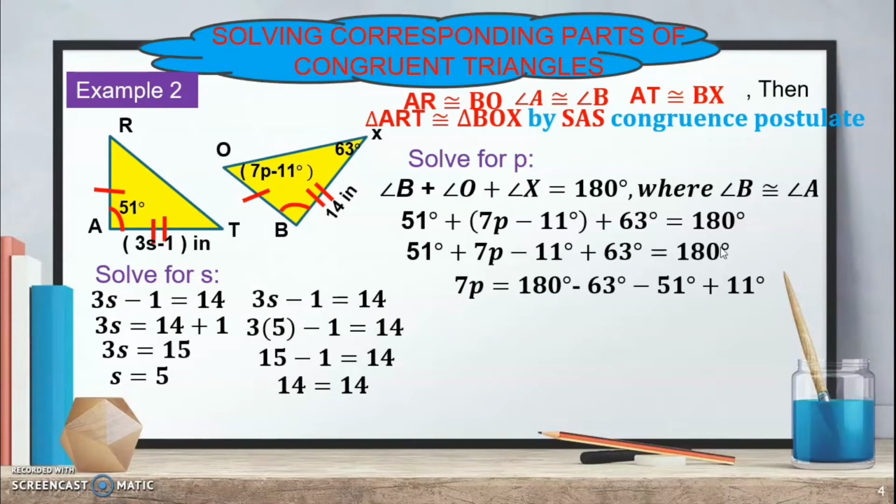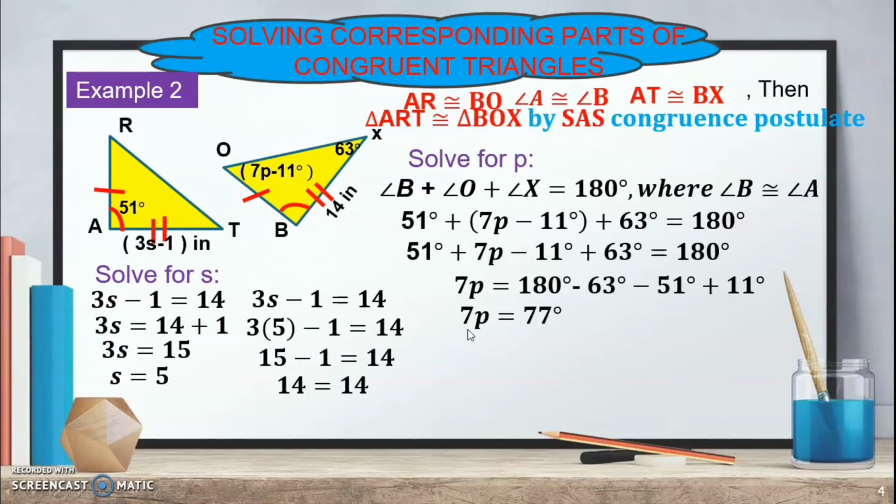Positive, tinranspose natin sa kabila. So, magiging negative 63 and minus 63. Then, positive 51 or plus 51, magiging minus 51 degrees. Then, si 11 is negative, minus, so magiging plus 11 degrees. So, simplify natin. 7P is 180 degrees minus 63 minus 51 plus 11 is equal to 77 degrees.